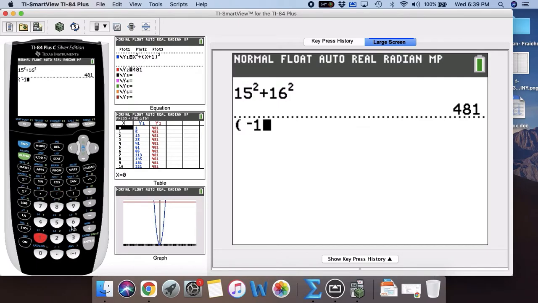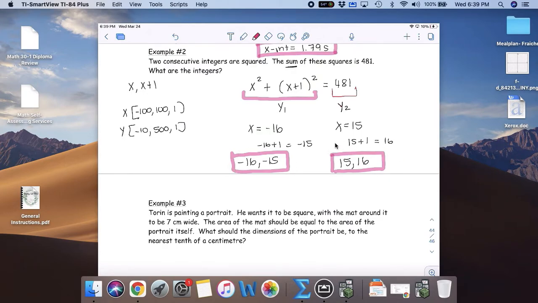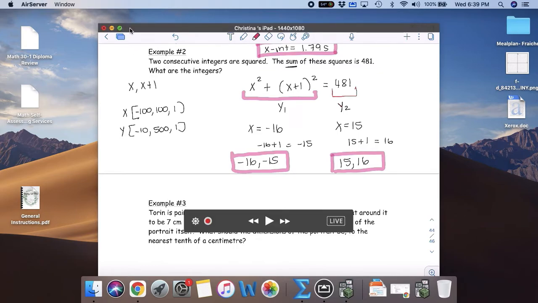Now I do the same thing for the negatives. Negative 16 squared plus negative 15 squared. So that also will give you 481. So as you can see, they both work. So that's why we had to come up with two sets of solutions. So consecutive means one after the other. Okay. So that's example number 2.